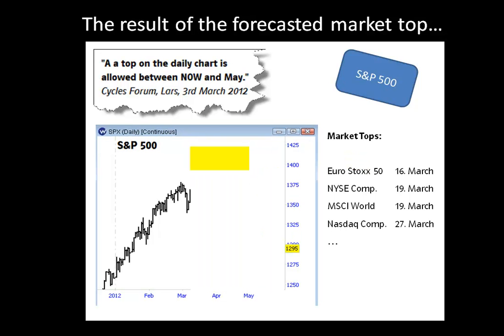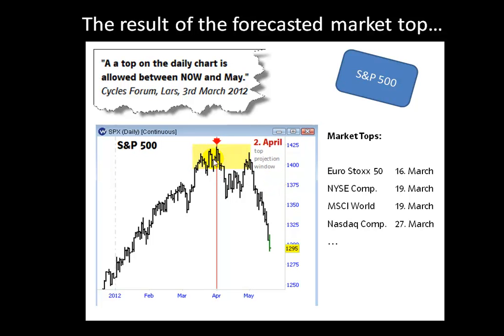Okay, let's review the next one, the S&P 500 index. Here we see the up run in the S&P 500 for the year. Here we see exactly the yellow marked window for the expected top to come in. And for the S&P 500, the top happened exactly on April 2nd. So we can add it to our list after the Nasdaq on the 27th. Now we have the S&P 500 on 2nd April.